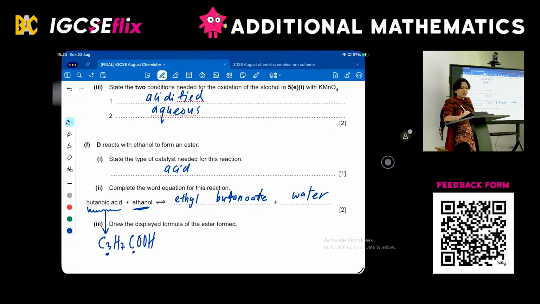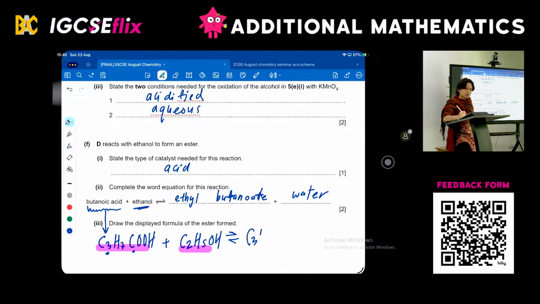Get it? Ethanol is C2H5OH. This is not the answer. I'm just showing you how to do it. So when I want to write the organic formula, it is very easy. You just take C3H7COO, then you stop, then you add C2H5. That's your answer. C3H7COO, then I stop, C2H5. So what's left over? H2O becomes my water. Get it?